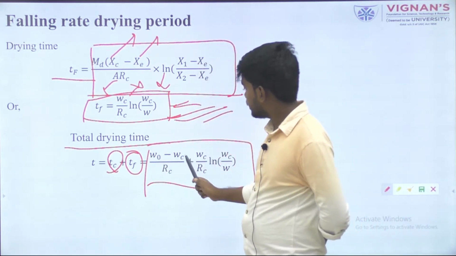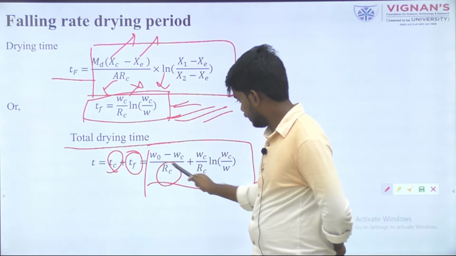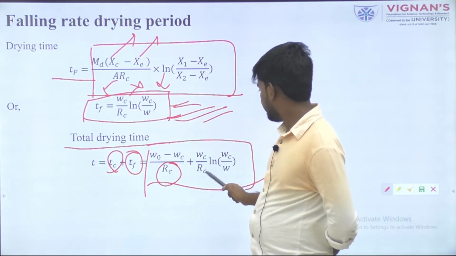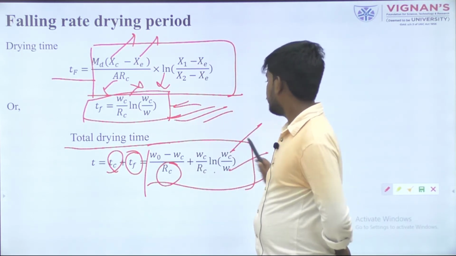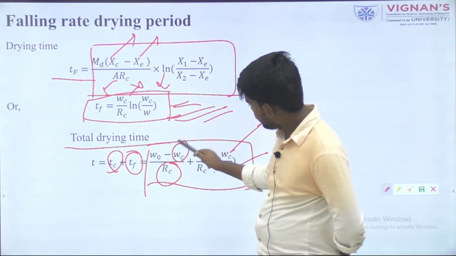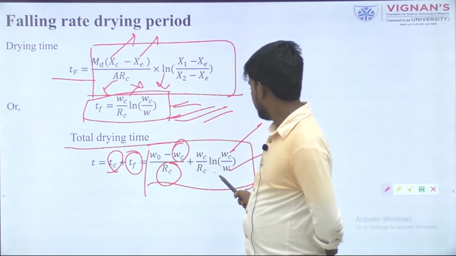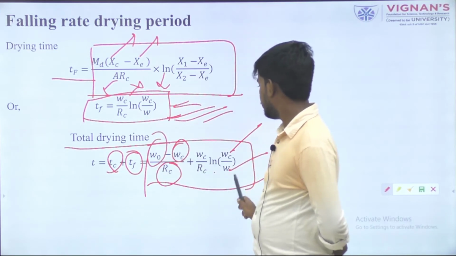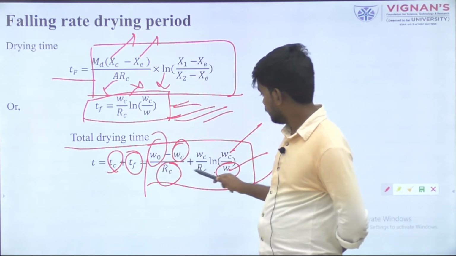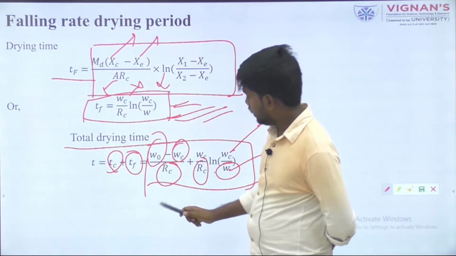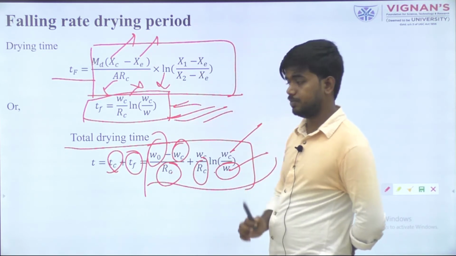Means whatever the moisture is removed with respect to the rate of this constant rate falling period, and then ln of this moisture content. It is the critical moisture content value, this is the initial moisture content value, and this is the final moisture content value. This is the rate of the falling period, and this is the rate value of the constant rate period.